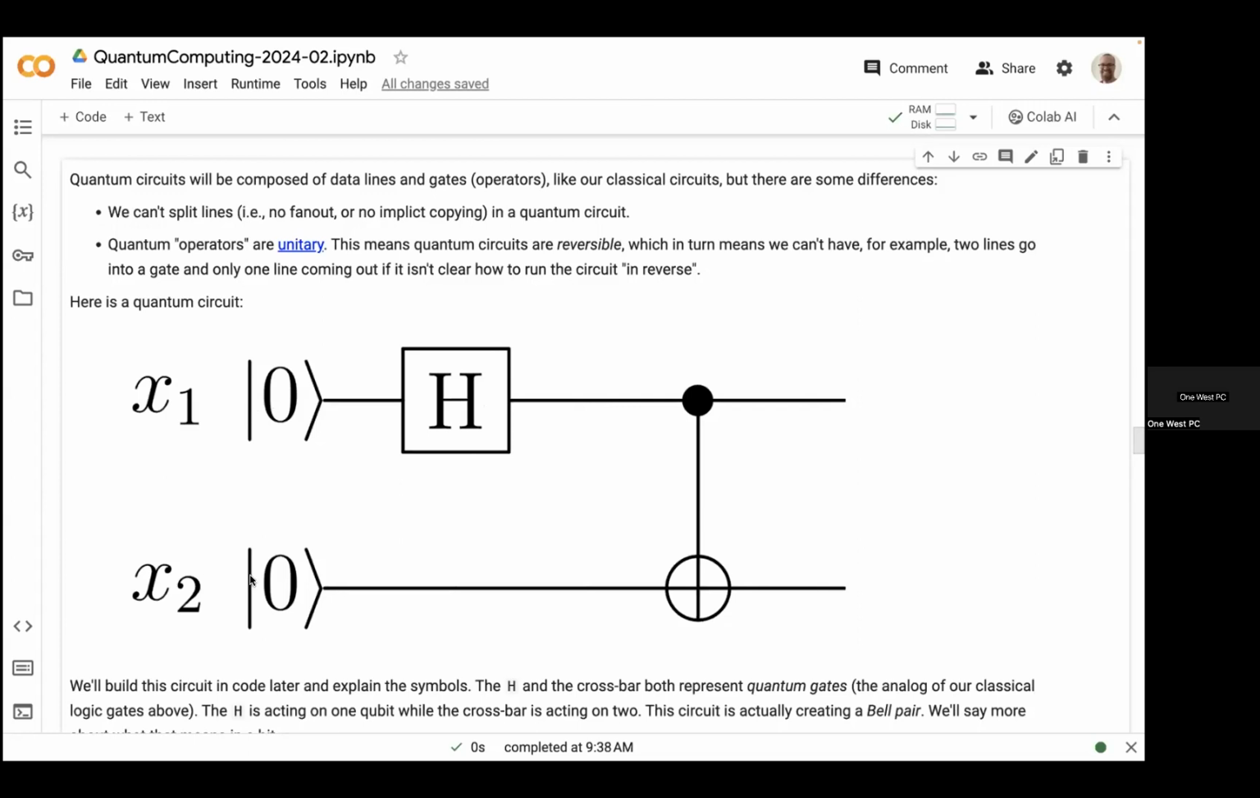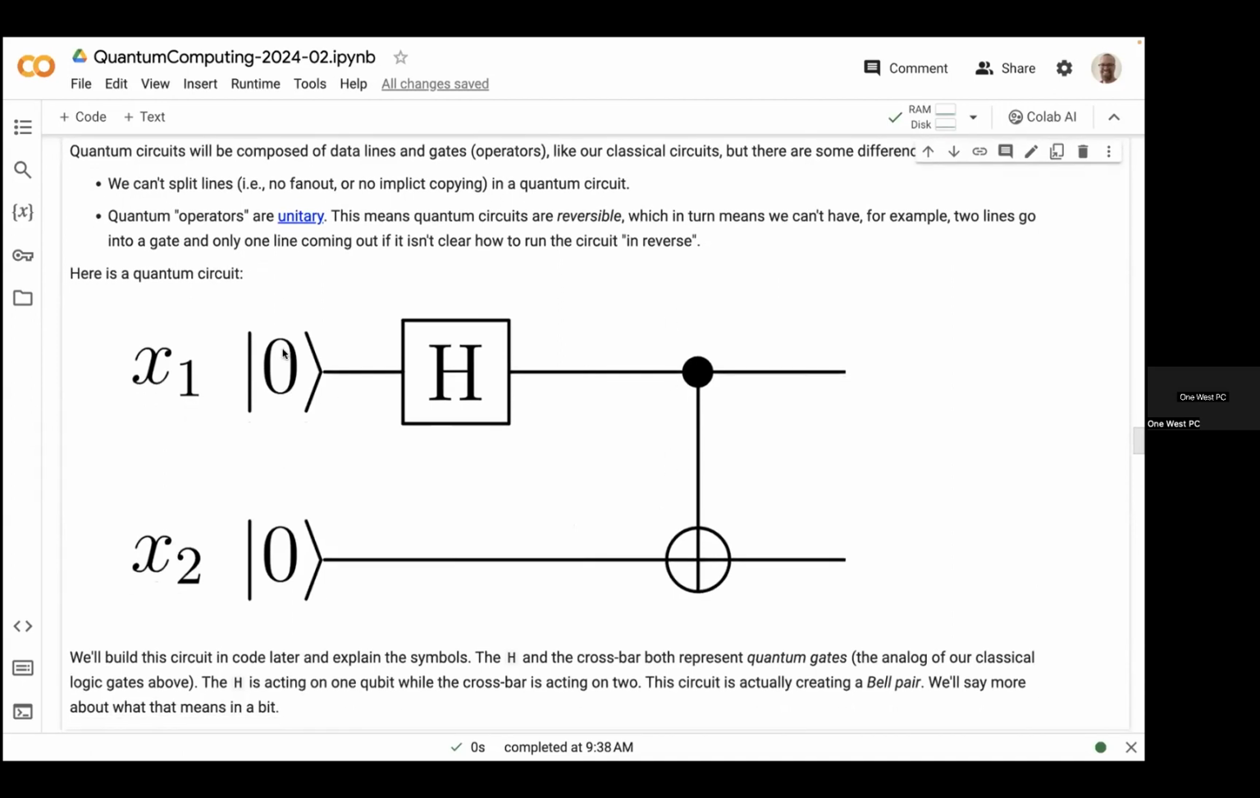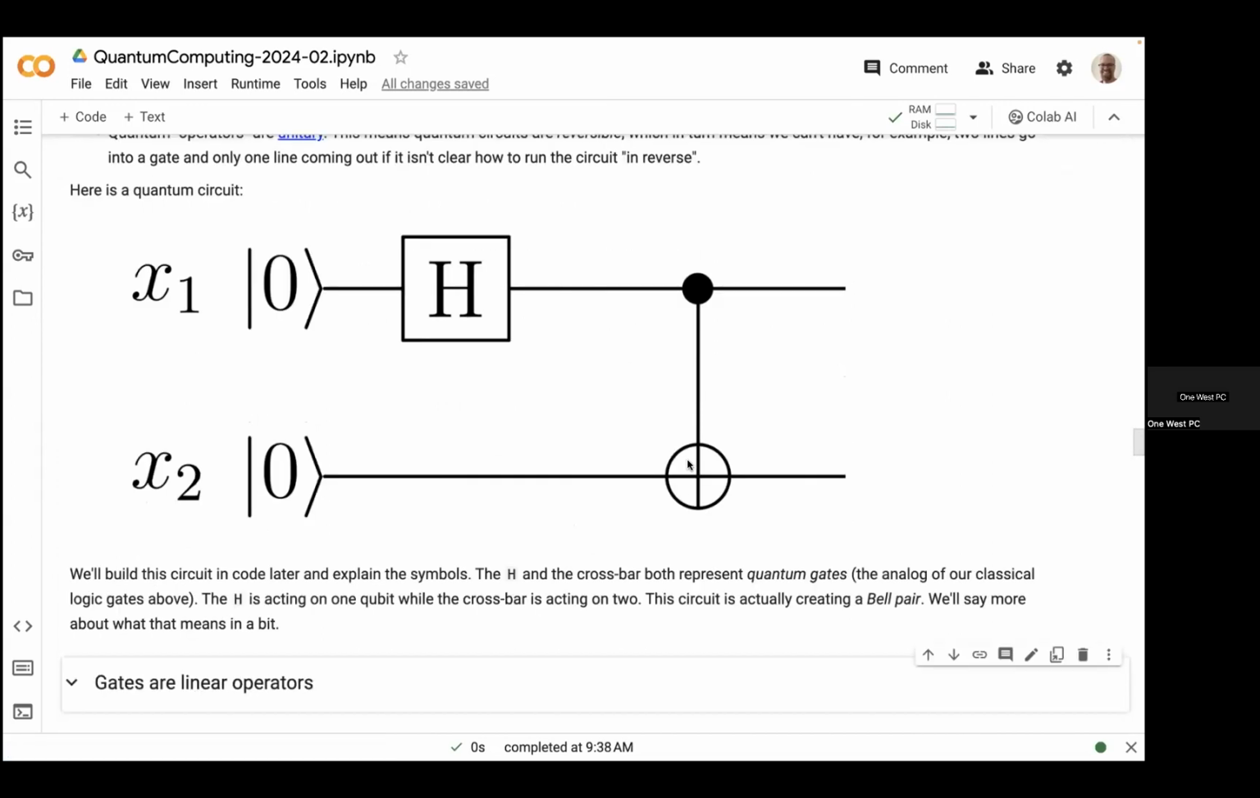So here's an example of a quantum circuit. I'm going to input 2 copies of the ground state, or the 0, and I'm going to put them into this funny-looking gate with an H. And then I have this other thing which is operating on 2 of these lines. I'm going to explain what these symbols are later, but this is in some senses the most quantum mechanical circuit that you can possibly write in this compact form. The H and this crossbar are both quantum gates, which are the analog of our classical logic gates above. The H here is acting on 1 qubit, while the crossbar is acting on 2. This circuit is creating a Bell pair, and I'll say more about what that means and what these gates are doing in a minute. But basically, this one is creating superposition, and this one is creating entanglement. We'll see more of that in a minute.